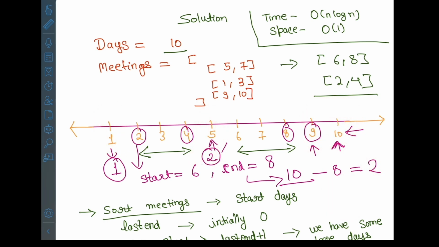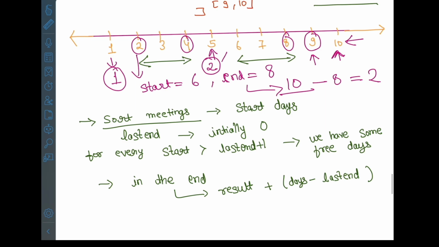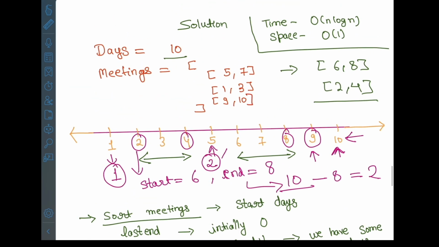This is going to be the approach for our solution. So let us see the algorithm of the solution. First we need to sort our meetings. The reason to sort is that we are trying to process our input from day 1 to day number 10, or whatever number of days is given. But the meetings which are scheduled in the input are not in order.